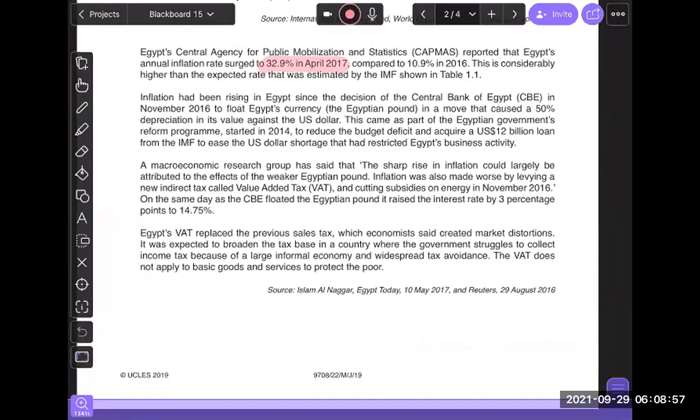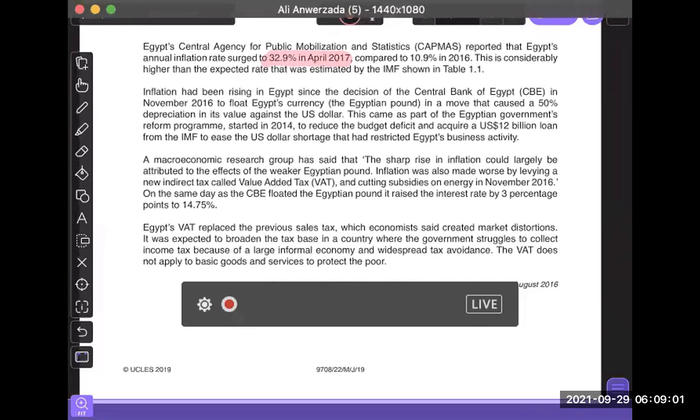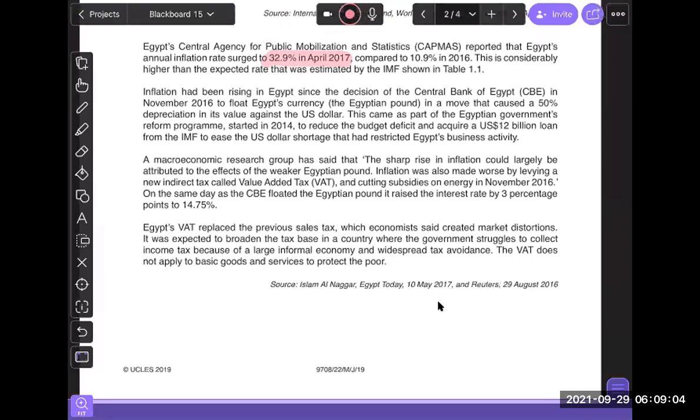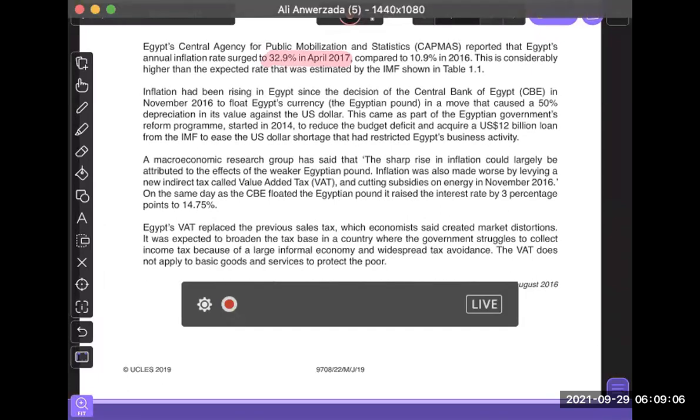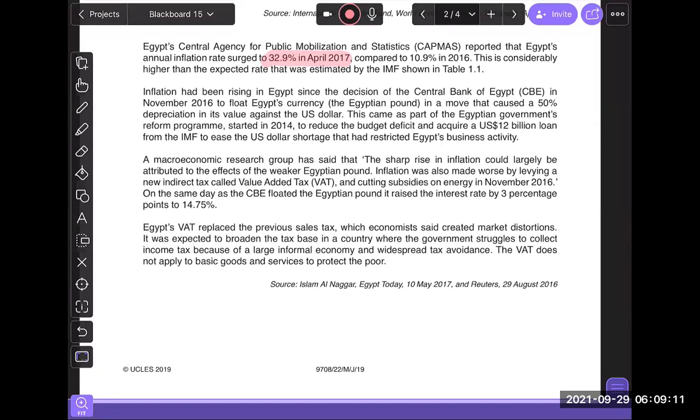Inflation has been rising in Egypt since the decision of the Central Bank of Egypt in November 2016 to float Egypt's currency, in a move that caused a 50% depreciation. So depreciation took place, which has caused inflation to also happen. So there is a link between exchange rate and depreciation. We'll talk about that later.